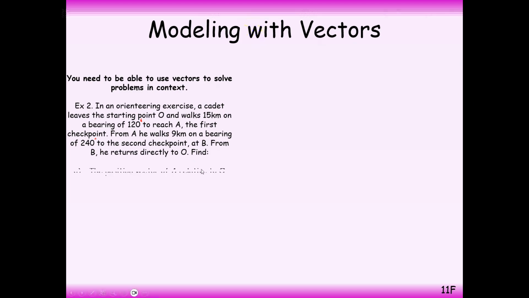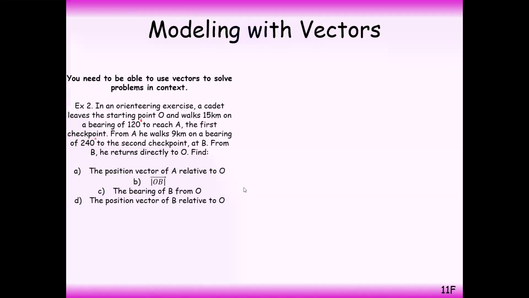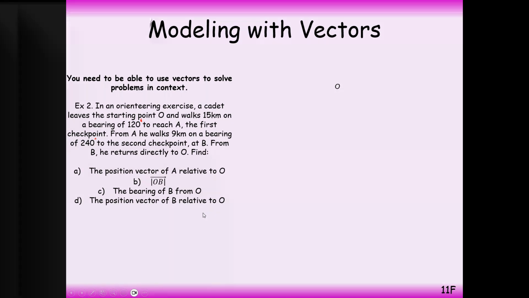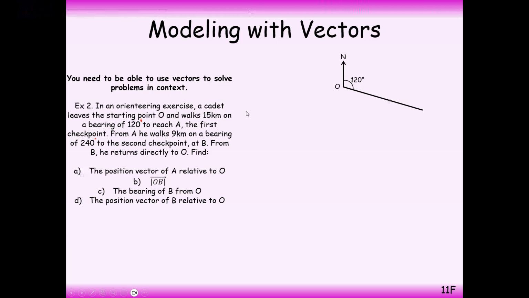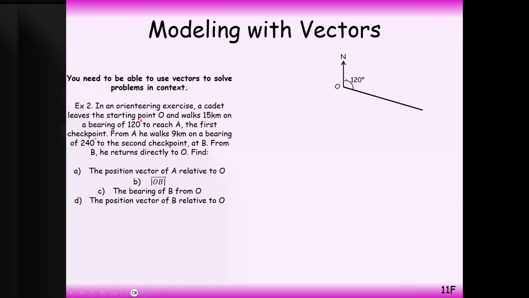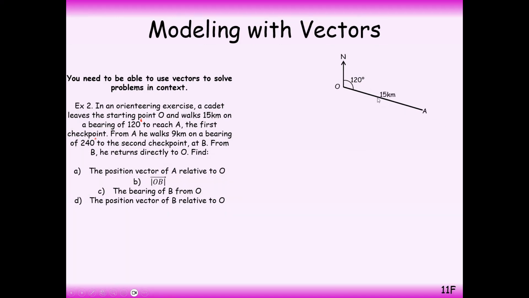Find the position vector of A relative to O, the magnitude of OB, the bearing of B from O, and the position vector of B relative to O. Alright, so let's put that info on a diagram. You draw the north line, and a bearing of 120 degrees means this angle is measured clockwise. So we're going to put A there and put 15 as the distance traveled.